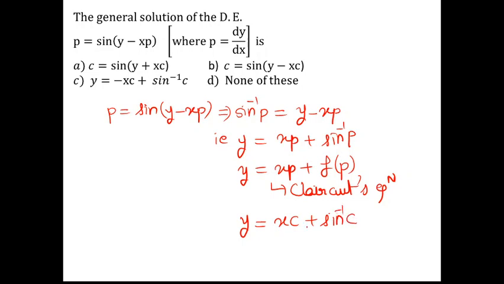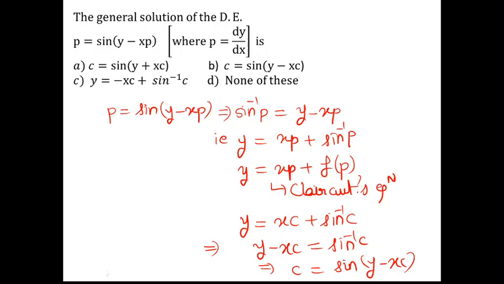So just see whether this type of option is there or not. But it's not necessary that if this is not there, then the solution is not there in the option, right? So we can rewrite it as y minus xc is equal to sine inverse of c, so removing sine inverse, what we have is c is equal to sine of y minus xc.